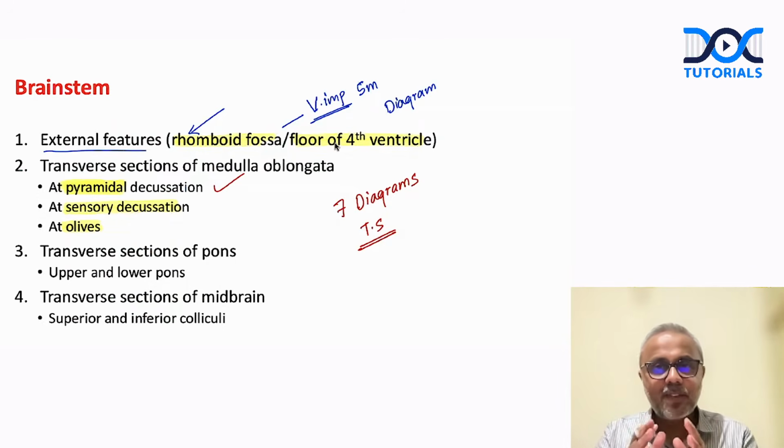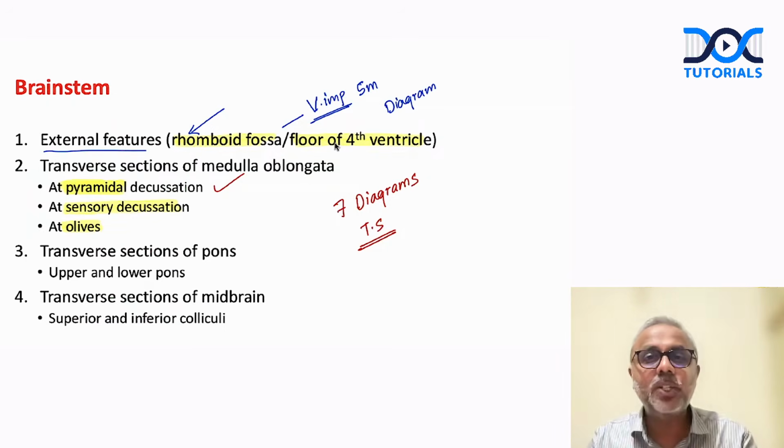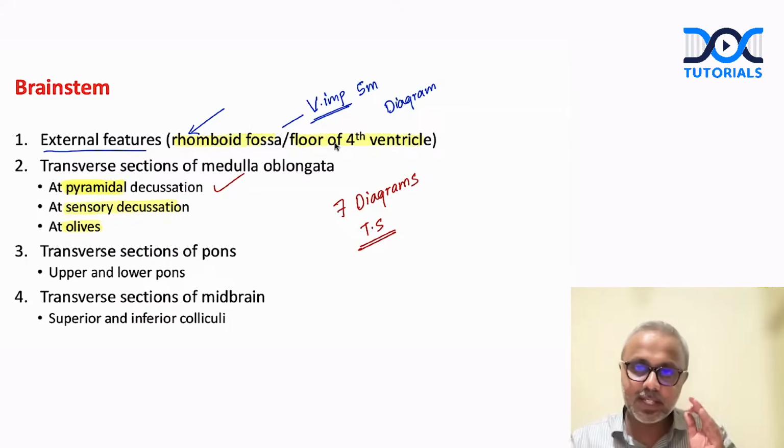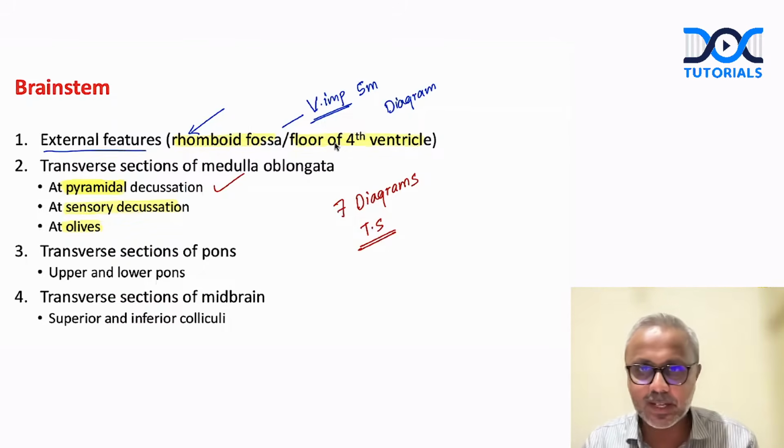You have 7 diagrams to learn. And believe me, one of these 7 diagrams is often asked every year. So this is one topic in neuroanatomy where you can bet on. 7 diagrams, if you're thorough, 5 marks are in your pocket. Because these are the 7 diagrams that are very often asked.